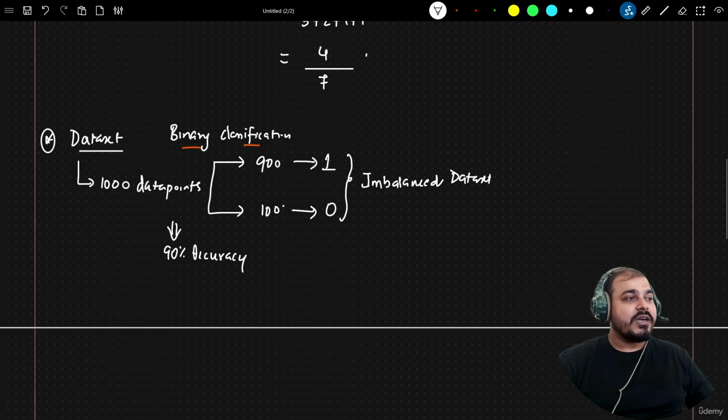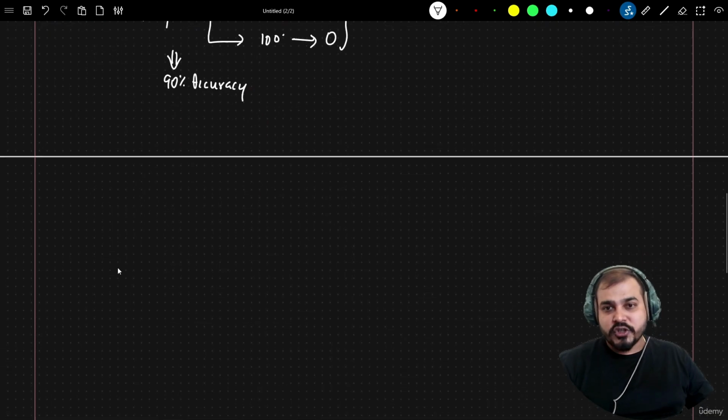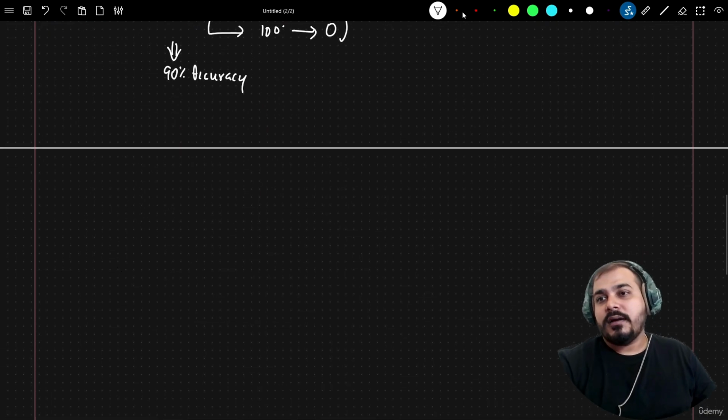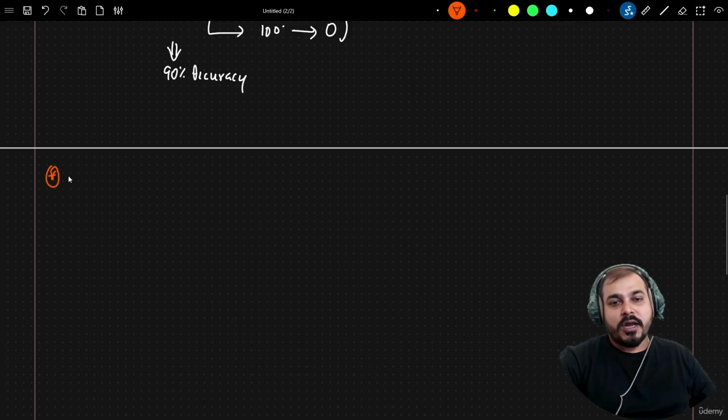Now we'll try to understand what exactly precision and recall are and what the exact formulas are. First of all, let's talk about the formula with respect to precision. So the first topic that I'm going to cover over here is precision. Now I hope you have understood when we should not use accuracy.